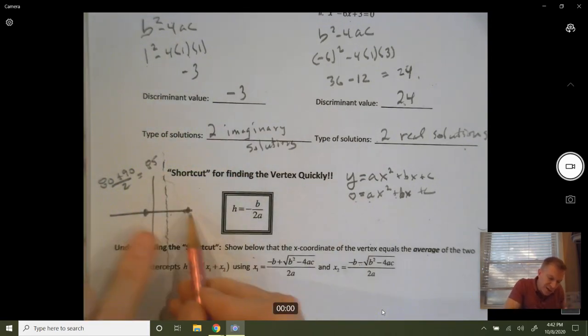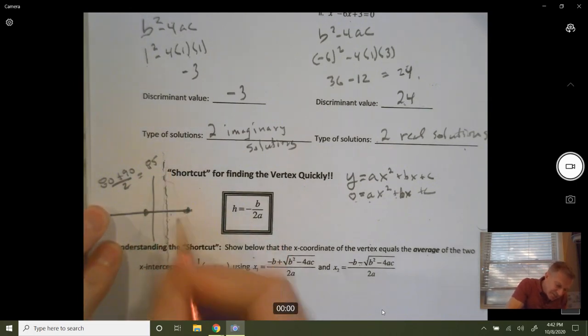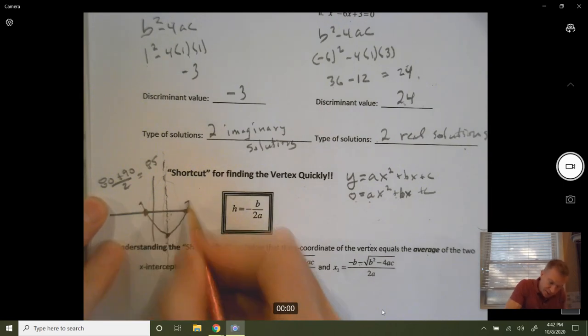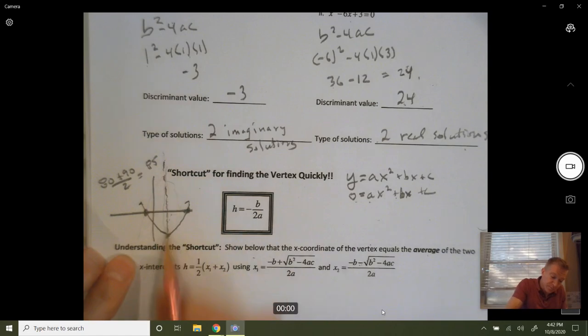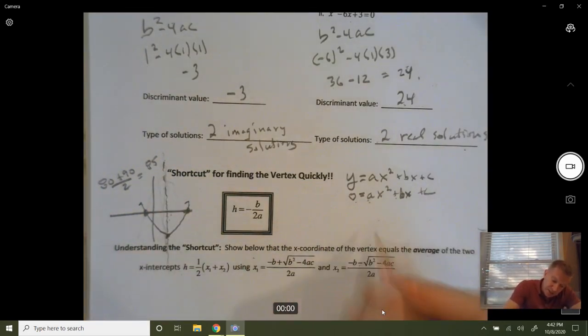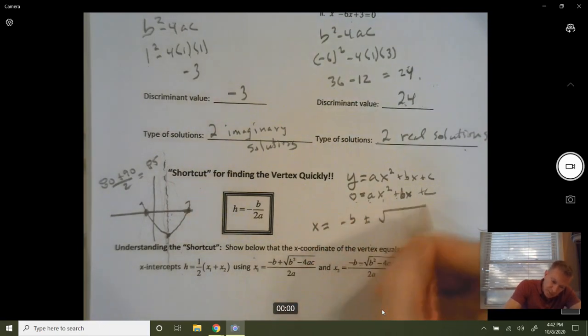So we're going to add the two x-intercepts, divide by 2, and that's going to give us an x value. And that x value is going to be the x-coordinate of our vertex, okay? We don't know necessarily that it's going to be here, but it will be somewhere along the axis of symmetry. Okay, and we know that our x-intercepts are going to be opposite b plus or minus square root b squared minus 4ac all over 2a.